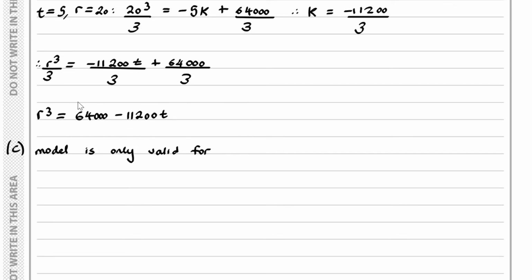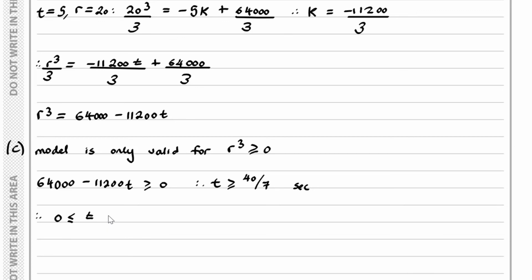So also, the radius can be 0, meaning it's completely deflated, but it can't be less than 0. So the model is only valid for r cubed being greater or equal to 0. In other words, we have 64,000 minus 11200 t being greater or equal to 0. So therefore t is less than or equal to 40 over 7 seconds, and therefore the full range of values, we have 0 less than or equal to t, which is less than or equal to 40 over 7 seconds.